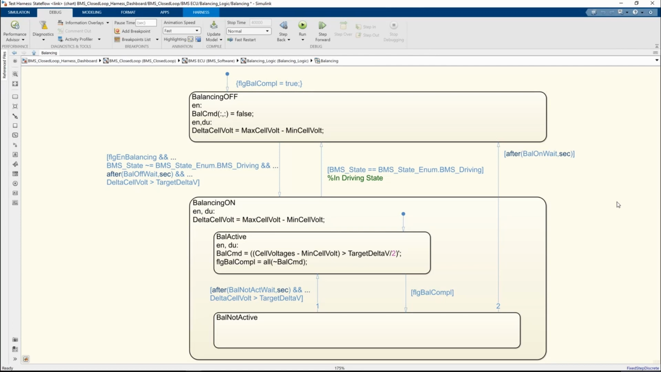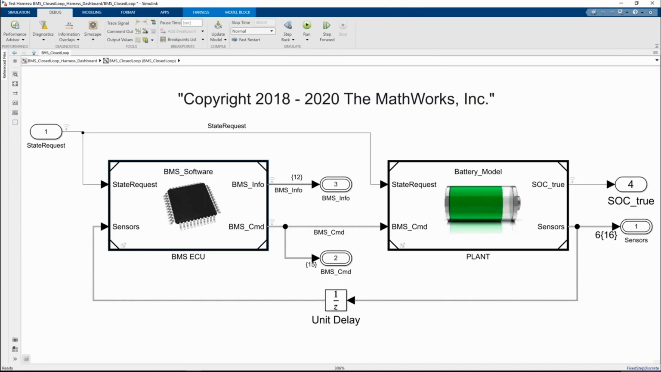Balance command is a Boolean vector that indicates which resistor to activate so that the cell SOC is slowly reduced. Doing this with all cells except the one whose SOC is the lowest, eventually it makes all SOCs converge within a prescribed tolerance. Now, let's take a look at the simulation results.